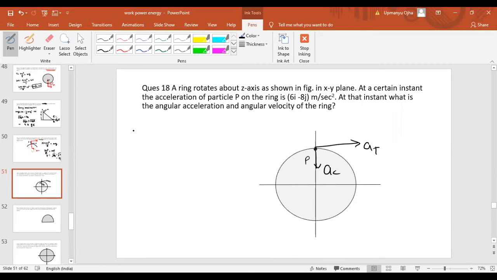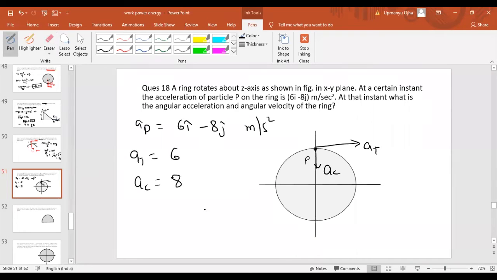Now the acceleration of the particle at point P is given by 6 i cap minus 8 j cap meter per second squared. The tangential acceleration is along the x-axis, so we can write AT must be equal to 6 i cap, and the centripetal acceleration will be along the y-axis. So AC will be equal to minus 8, which is the centripetal acceleration. If I take the magnitude itself, it would be 8 only.